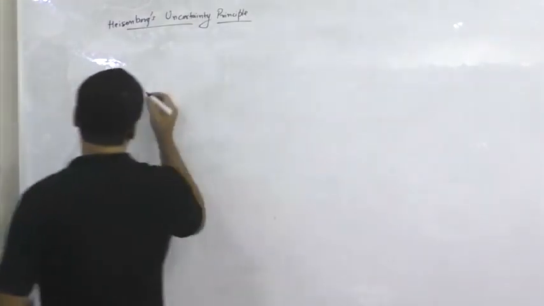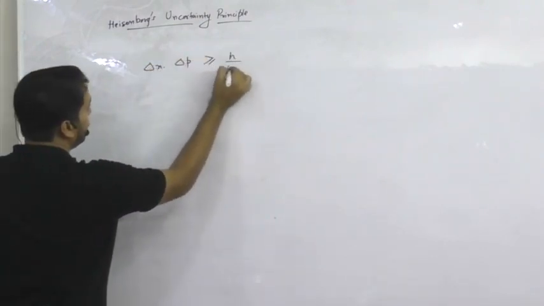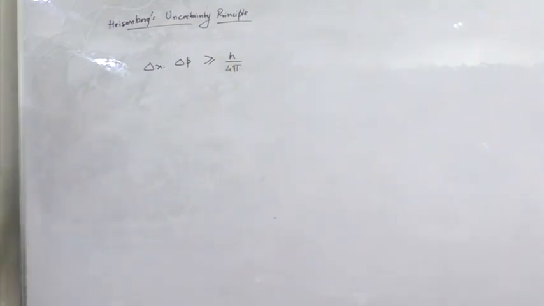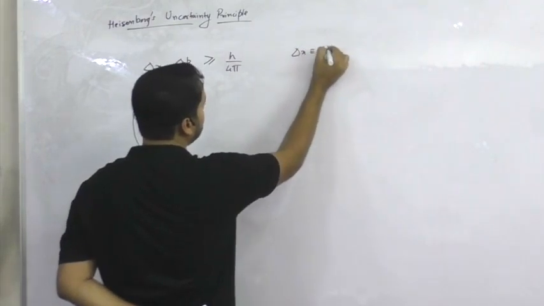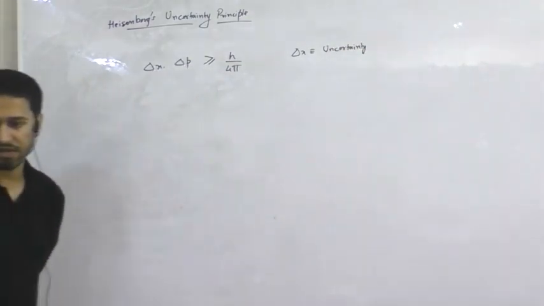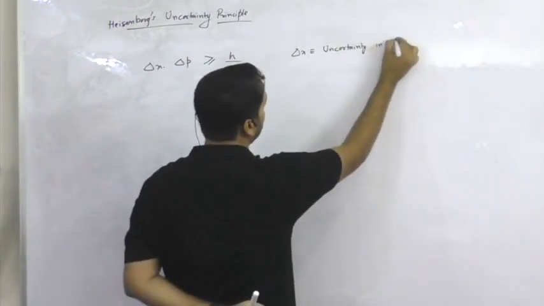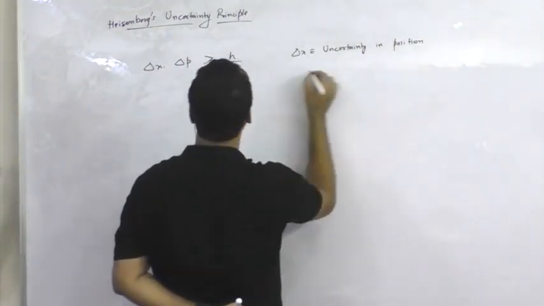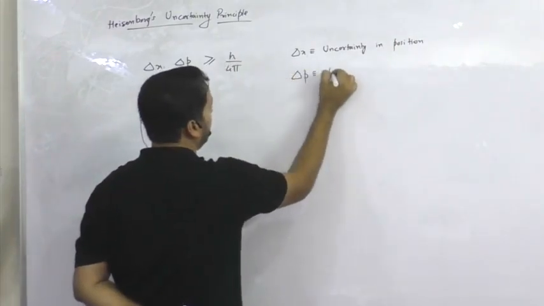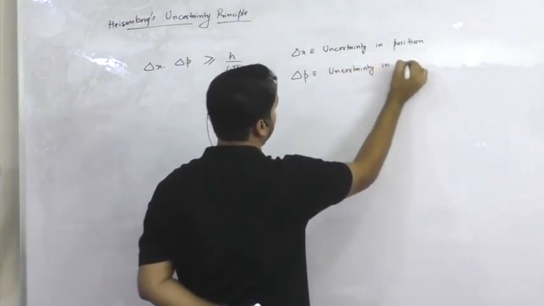Right? So essentially he gave us an equation for it. Delta x into delta p greater than or equal to h upon 4 pi. Okay. This is Heisenberg's uncertainty principle. Delta x here represents the uncertainty. Uncertainty means error. ठीक है? कितना हमें error है उसके measurement में, that is the uncertainty here. This represents the uncertainty in position. Delta p represents the uncertainty in momentum.